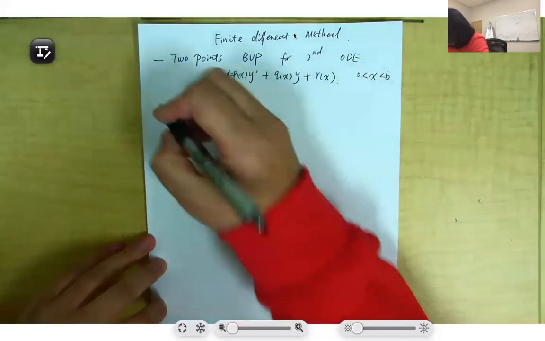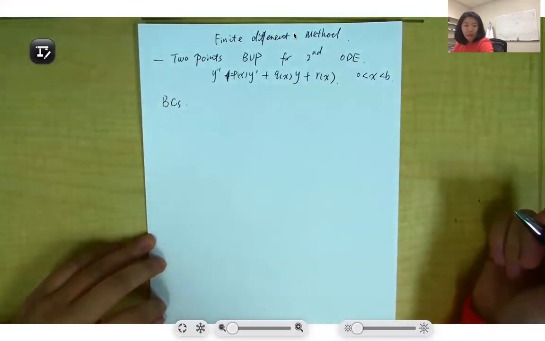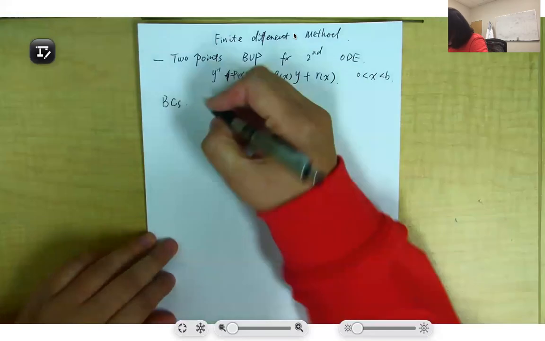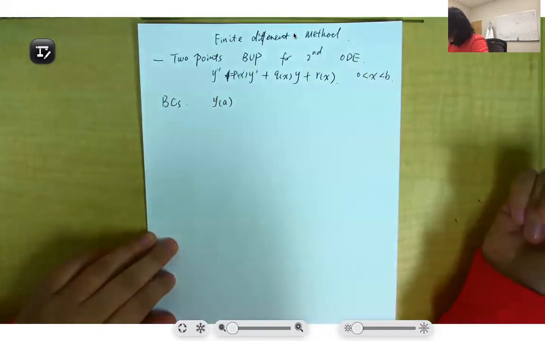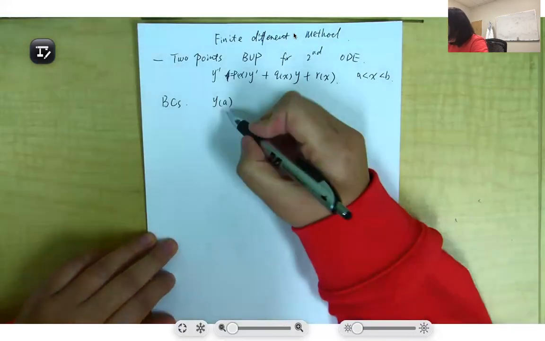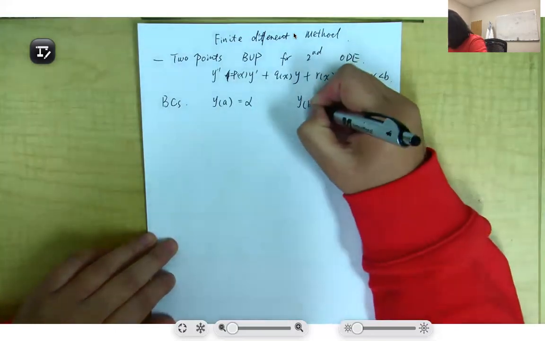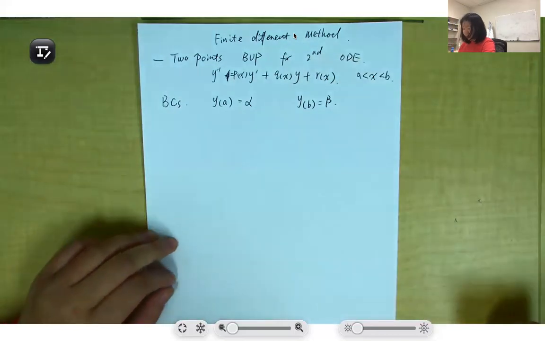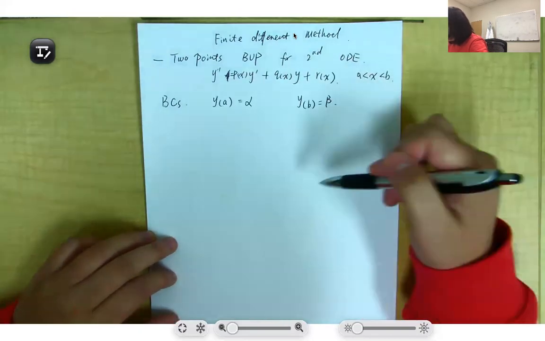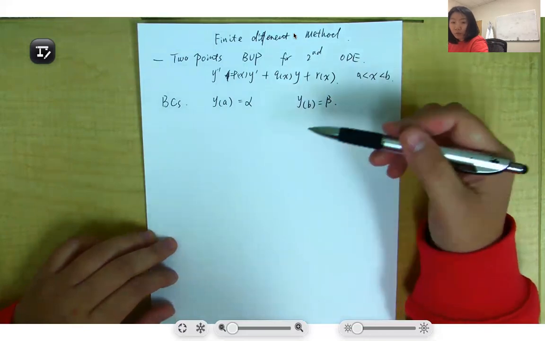For the boundary conditions, we will use Dirichlet boundary conditions, which are only a function of y. So y(a) at point a, where a is smaller than b in the range. At the initial point, we give the value alpha. At the final point, we give the value beta. So these are the boundary conditions, meaning that the conditions are specified at two points.